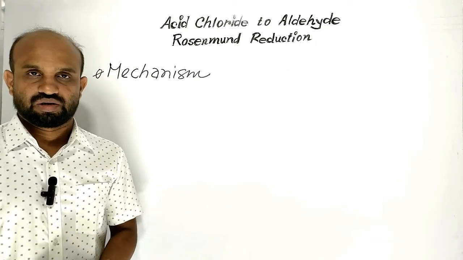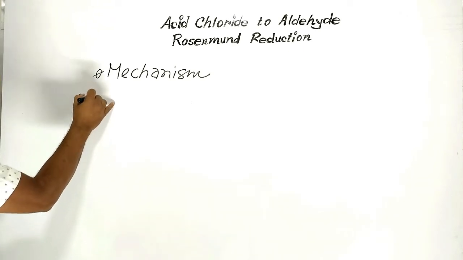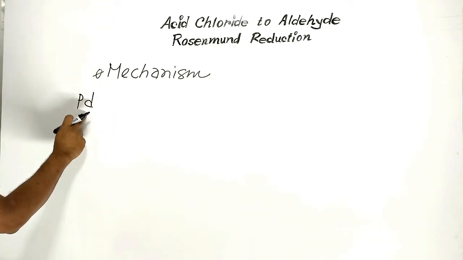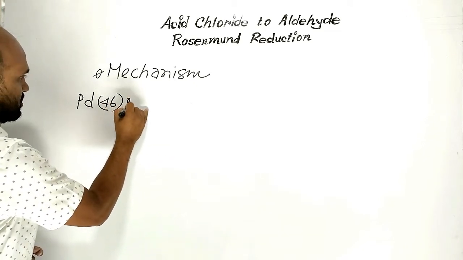Now let's see the reaction mechanism of Rosenmund reduction. Mechanism of Rosenmund reduction. Let's have a look. Here palladium is used as catalyst. Its atomic number is 46.